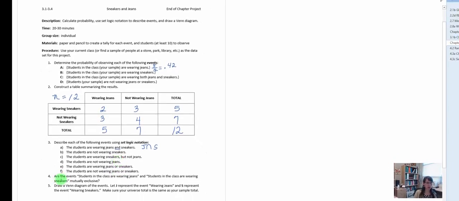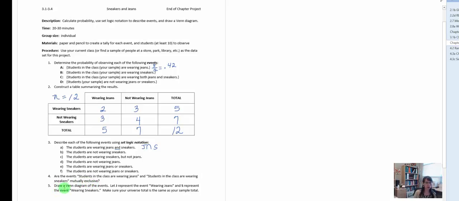For question 4, you're going to be asked if the events students in the class are wearing jeans and students in the class are wearing sneakers are mutually exclusive. So in order to answer that question, remember that mutually exclusive means the events do not intersect, and that should help you.